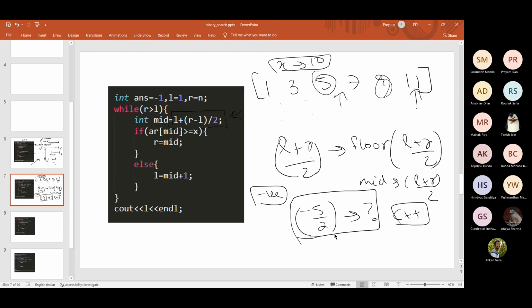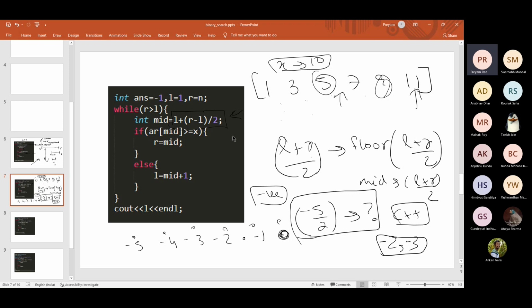-2, or is it -3? Which one should be the answer? Right. So let's say this is minus 5, minus 4, minus 3, minus 2, minus 1. So and minus 0.